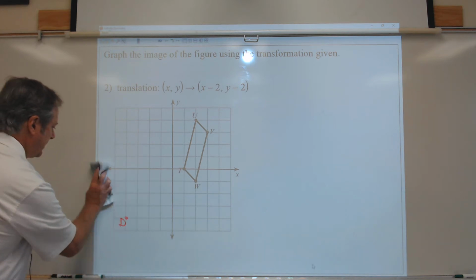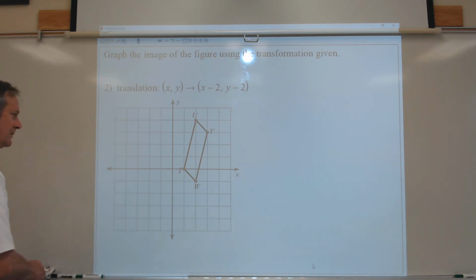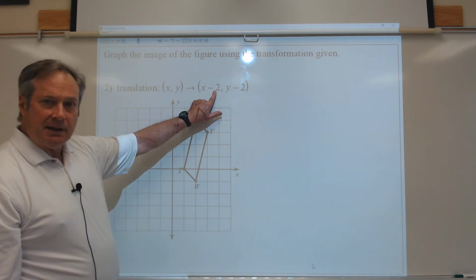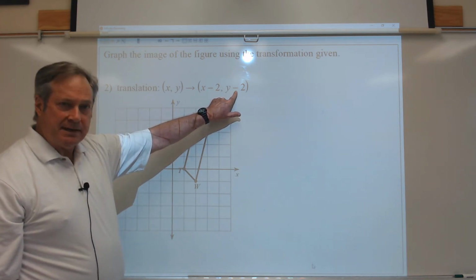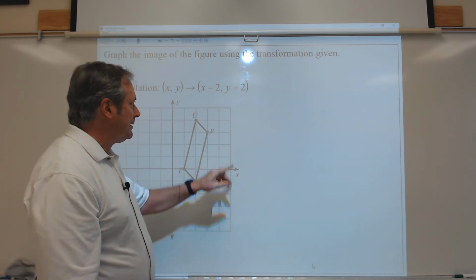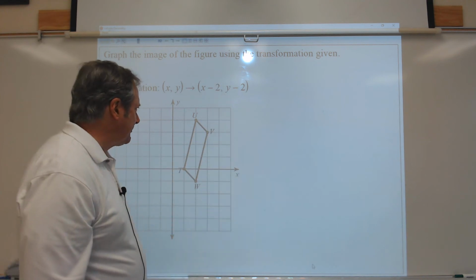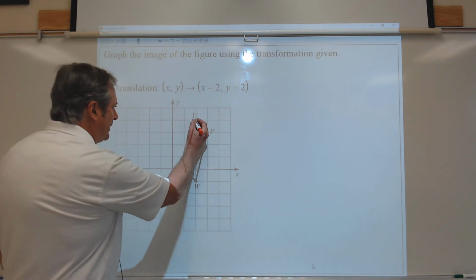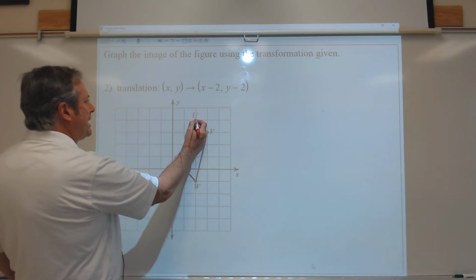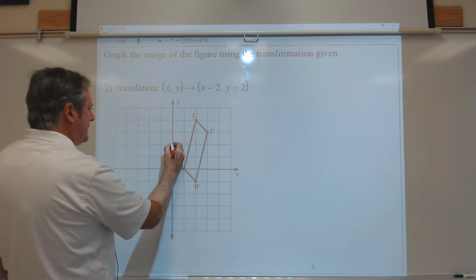All right, here we've got a 4-sided figure. We're going to take this, shift it left 2, down 2. Again, the x coordinates are always left, right. The y coordinates are always up, down. And you can start anywhere you want. I'll start with U. So to get to U prime, I go left 2 and down 2.